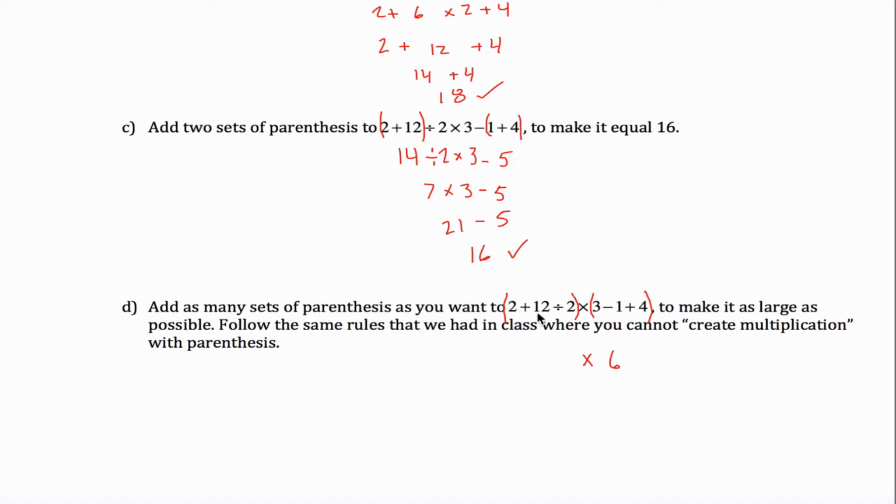I could put more parentheses in here to make it 12 plus 2. That would give me 14. But 14 divided by 2 is just 7. And if I have the parentheses they are right now, I think I end up with 8. I end up with 2 plus 6. So I get 8 times 6, which is equal to 54. I believe that's as large as you'll be able to make this thing.